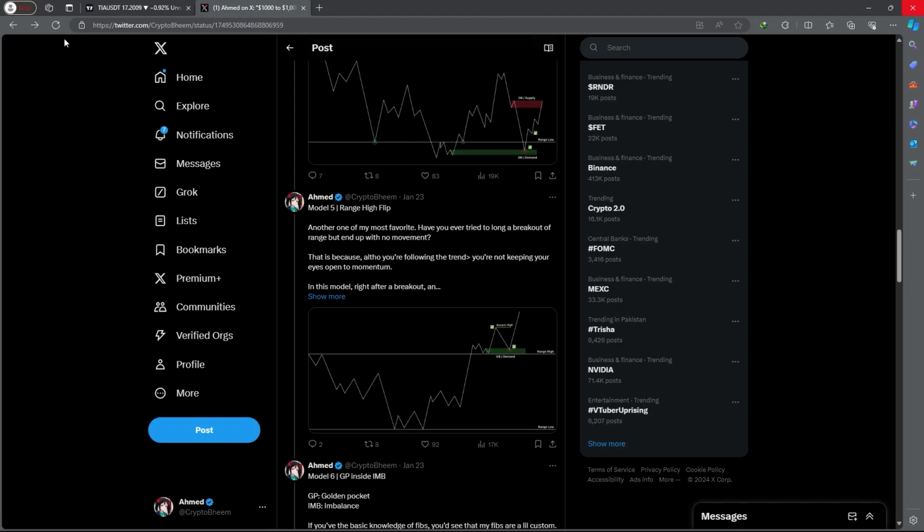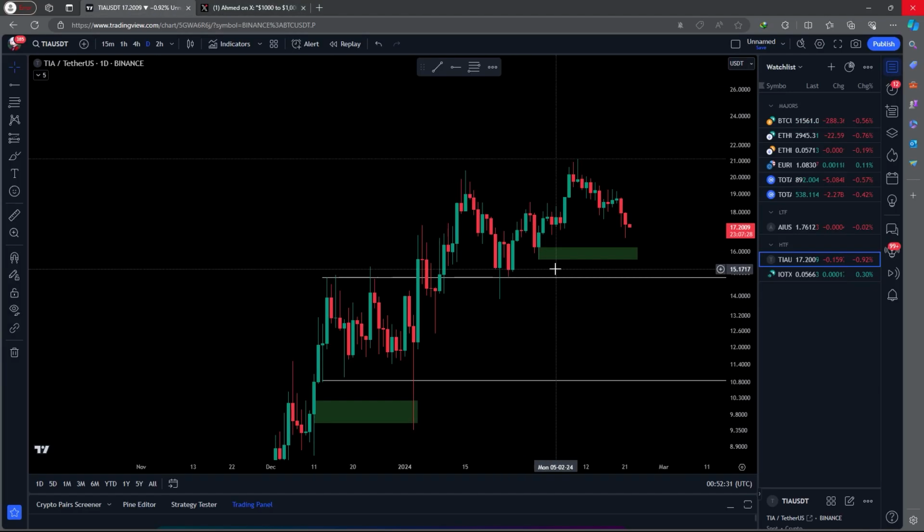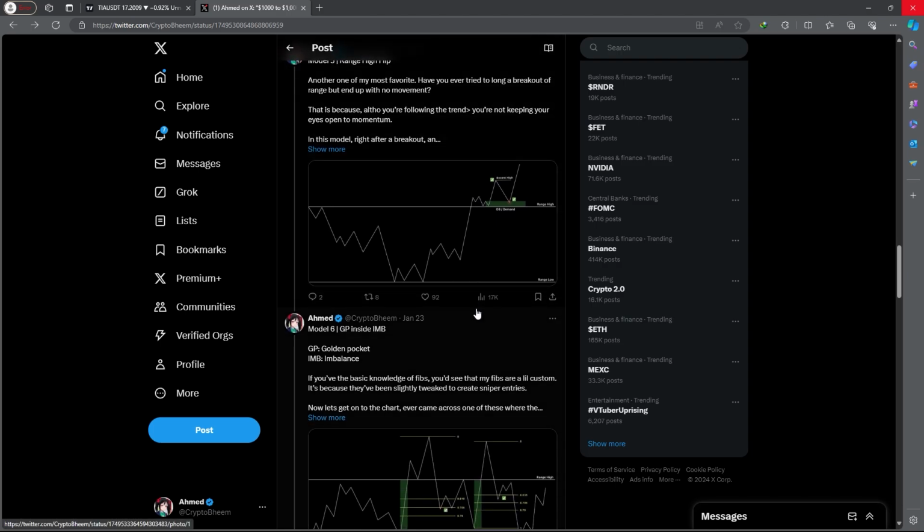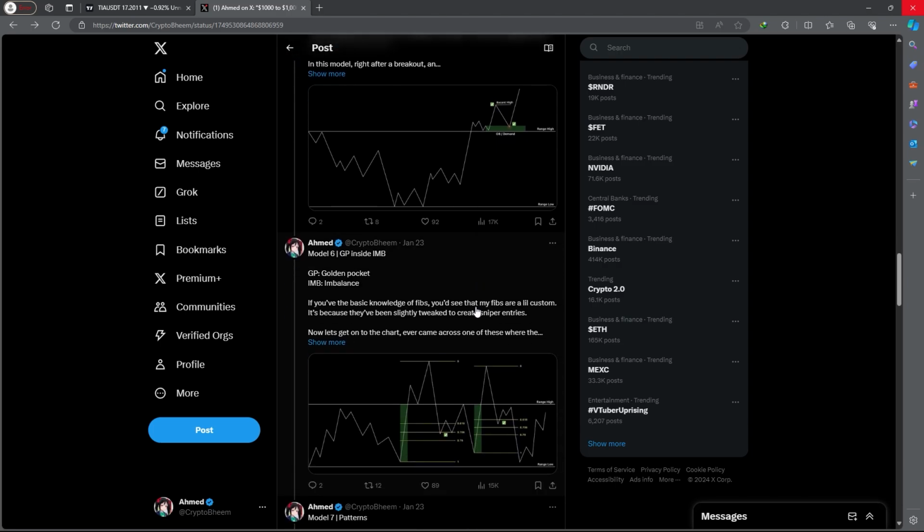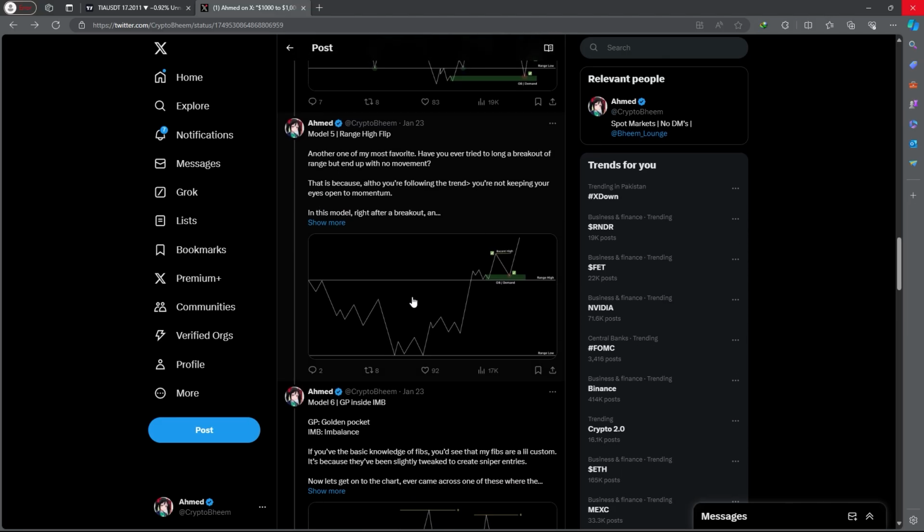So simple as that. If it accepts back below, the model has been proven wrong and you can cut your loss very early. And you don't have to waste time holding the trade, deciding to do whatever you want with it, and potentially missing other plays, because it's a very good model. I use it a lot as well.